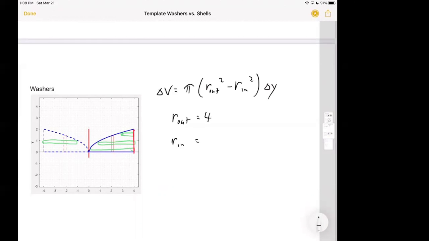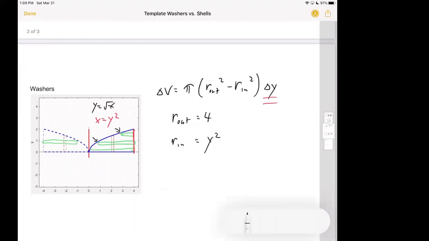The inner value is going to be variable. So these are lining up with the curve on the inside. And the curve was y equals the square root of x. But because we said that it's a delta y here, we need to rewrite this so that we have a relationship between x and y that's in terms of y. So it'd be pretty easy to rewrite this one as x equals y squared. So what is the inner radius? The inner radius will be y squared.